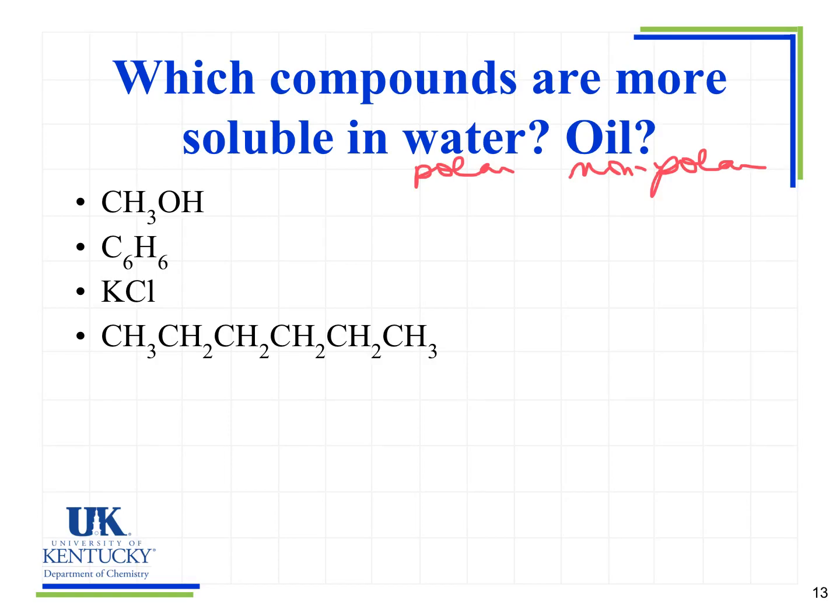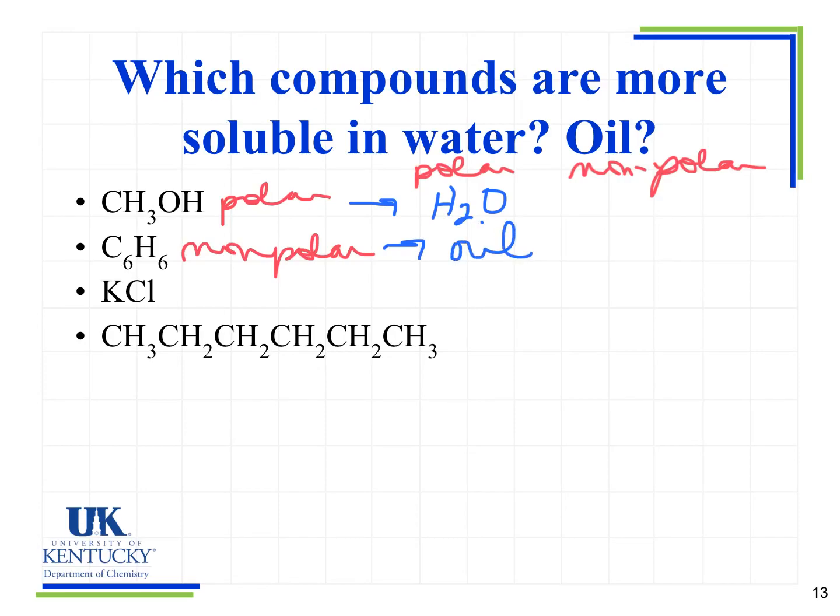So I look at my CH3OH and I see I've got that oxygen in there. That's a really good clue that I'm dealing with a polar compound. And so as a result, it's going to be best dissolved in water. When I look at C6H6, that is going to be nonpolar, okay? There's just carbons and hydrogens, and so as a result, I don't see anything but dispersion forces, so that's going to be better off in oil.